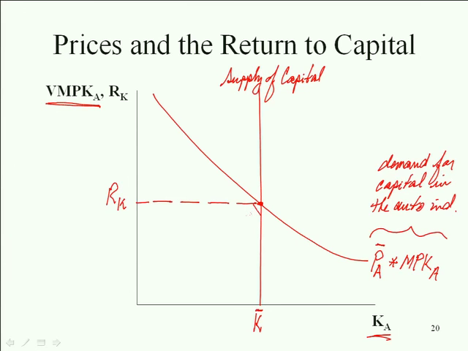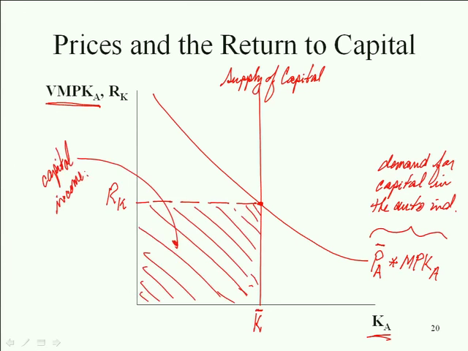Again, notice that if the price of autos changes, or for some reason the marginal product of capital in the auto industry changes, this demand for capital curve is going to be in a different location, which is also going to change the rental rate on capital, or the return to the capital owners. Something we'll come back to in just a minute. This is part two.